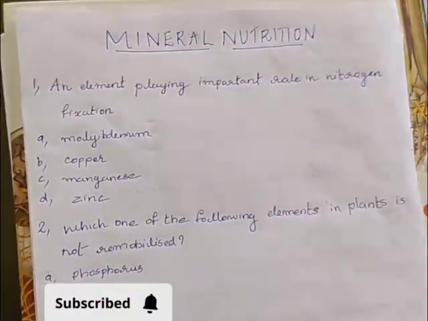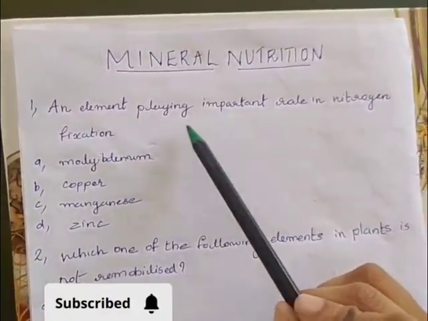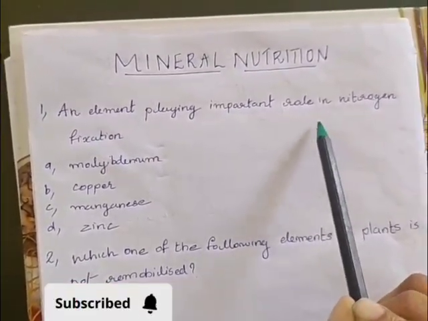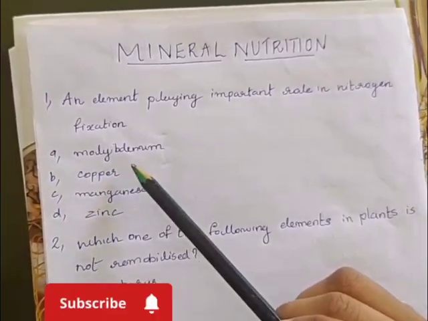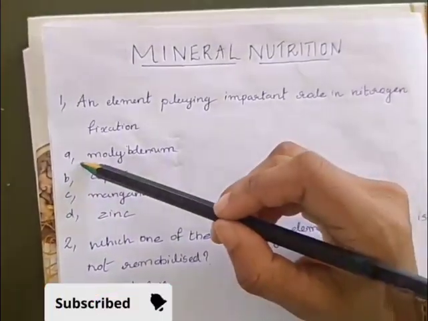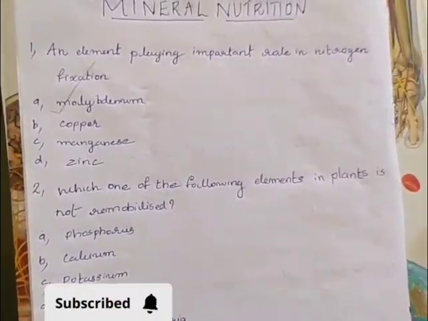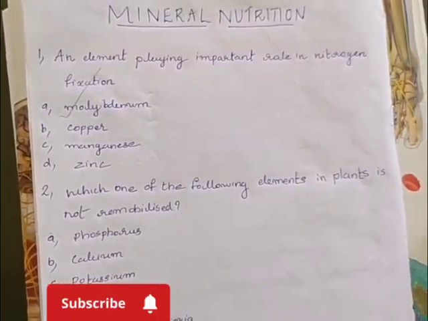Important MCQs from the chapter Mineral Nutrition. 1. An element playing important role in nitrogen fixation. A. Molybdenum, B. Copper, C. Manganese, D. Zinc. Answer option A. Molybdenum.